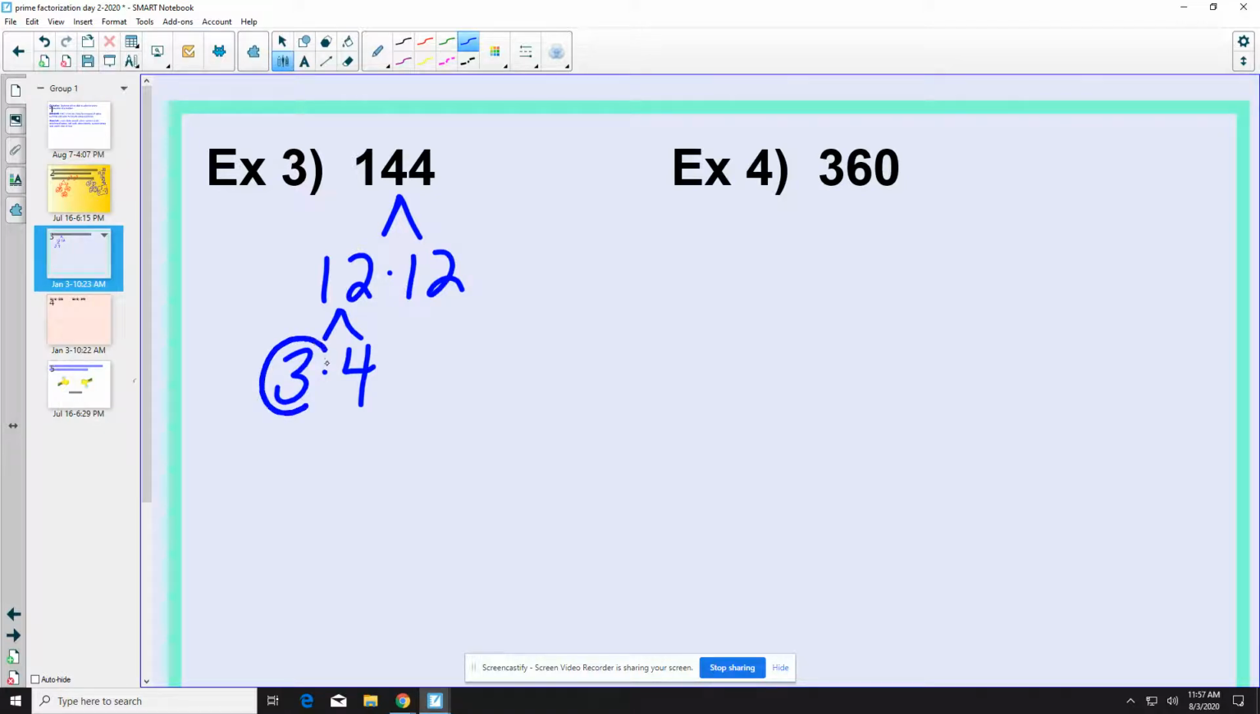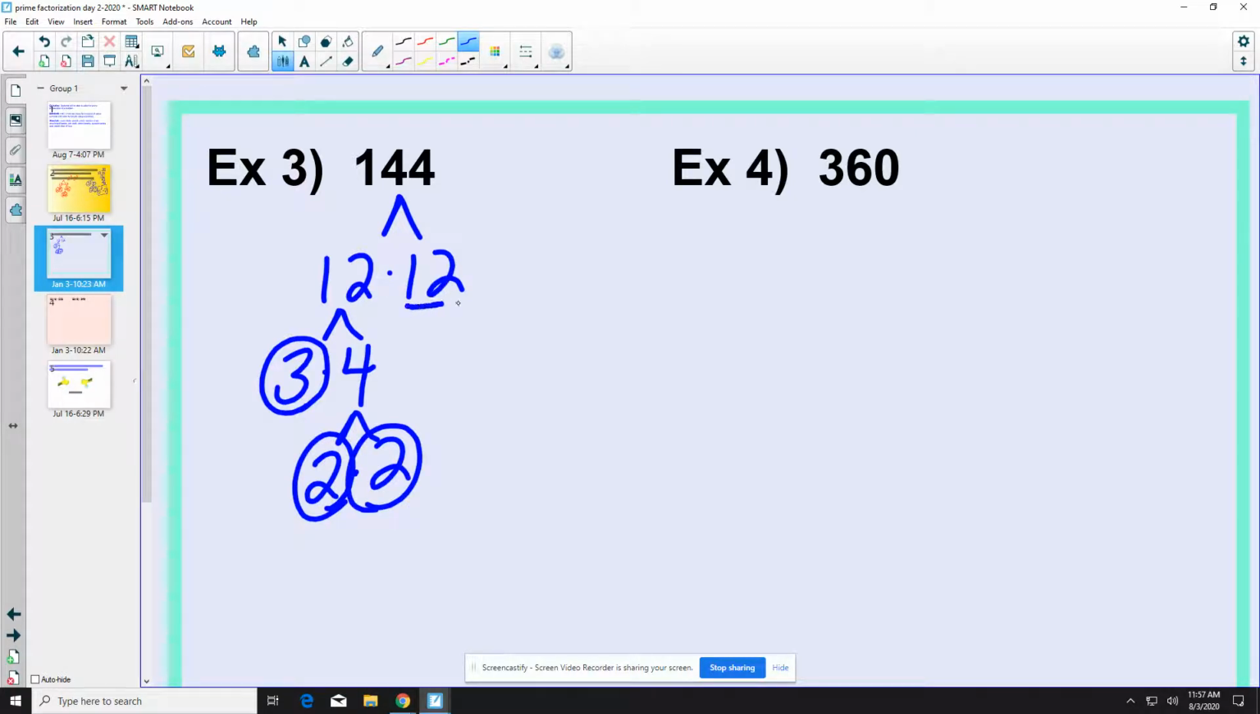3 is prime, so I'm going to circle it, because only 1 times 3 gives me 3. But 4 is not prime. I can make my 4 into 2 times 2. 2 is prime, so I'm going to circle my 2's because they're prime.